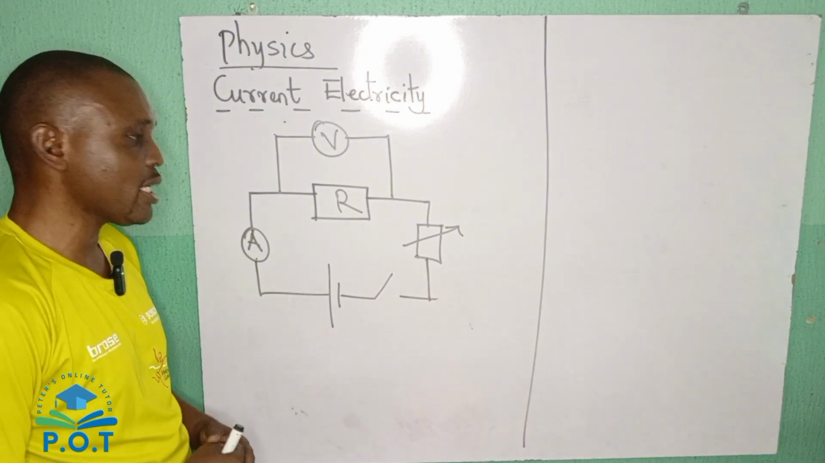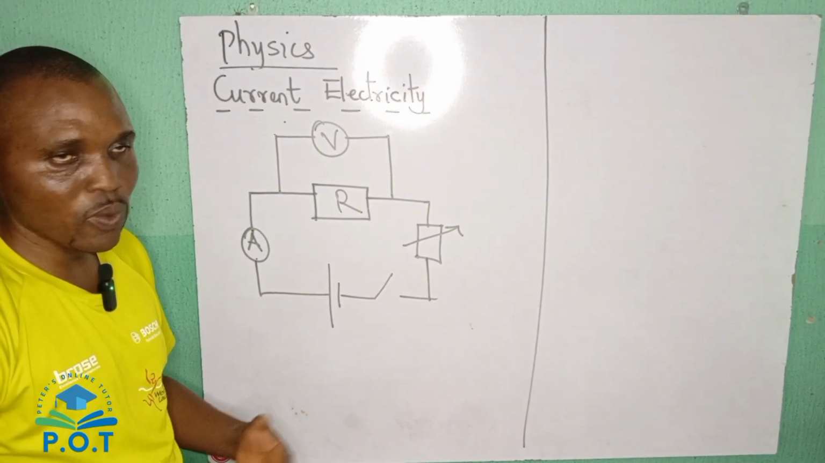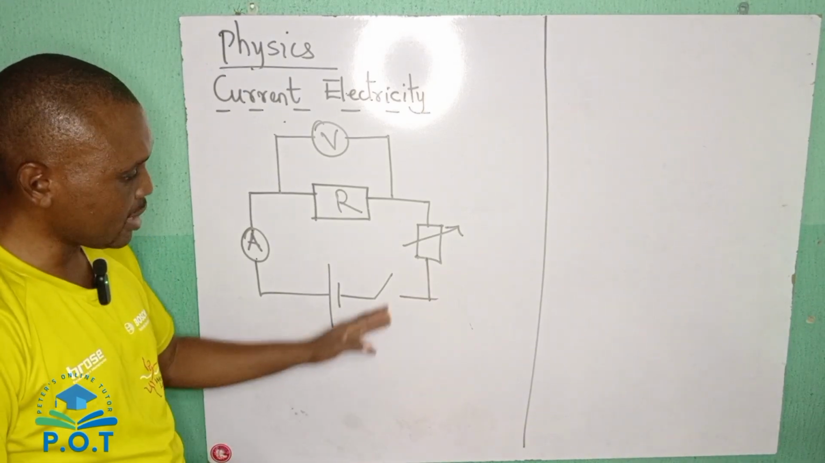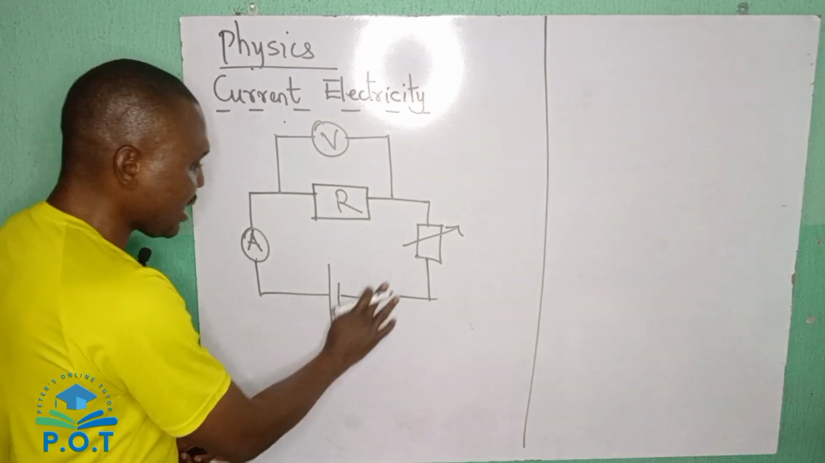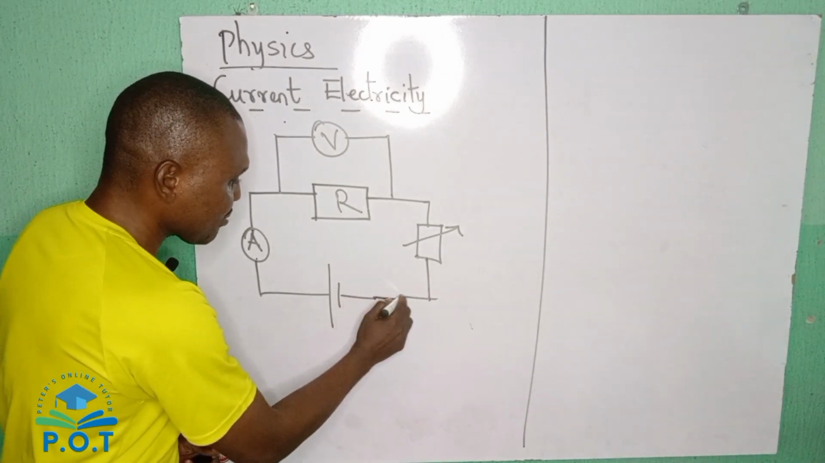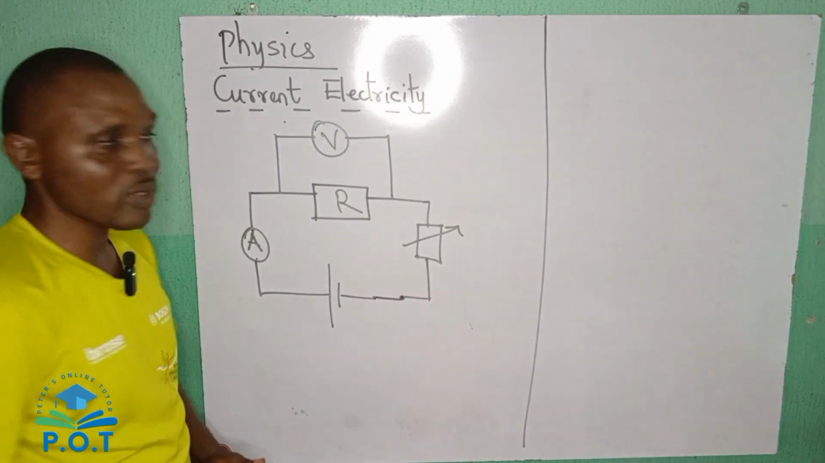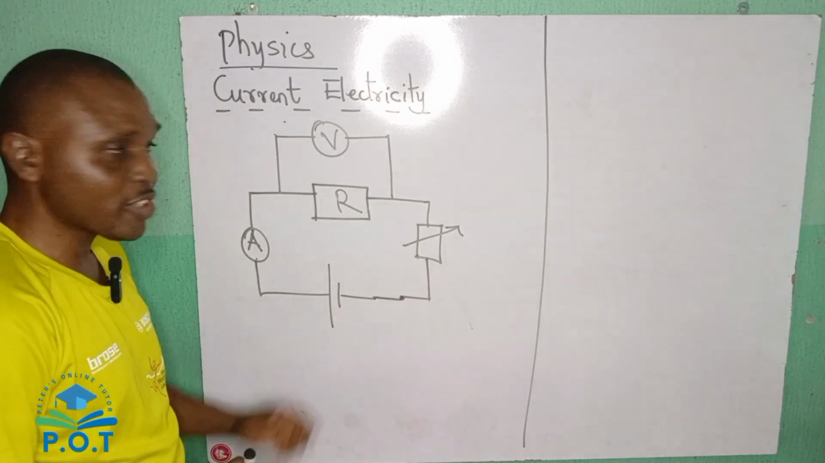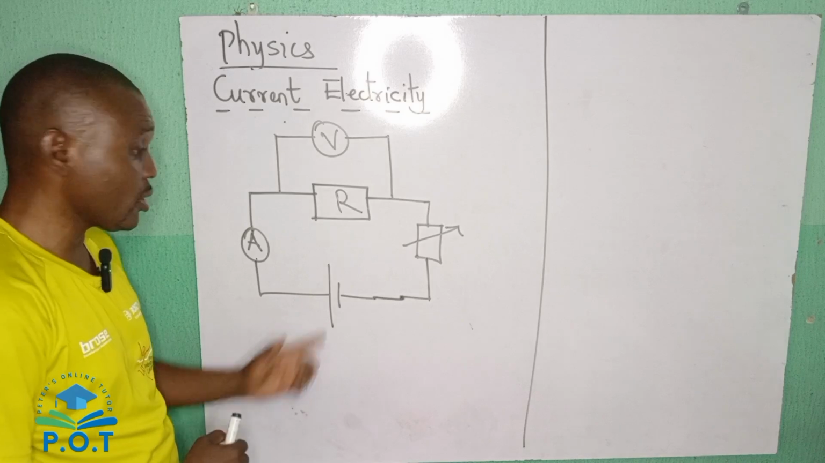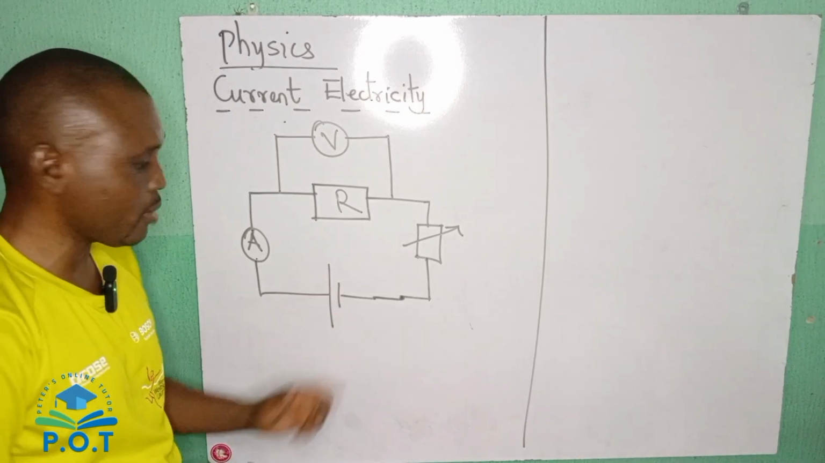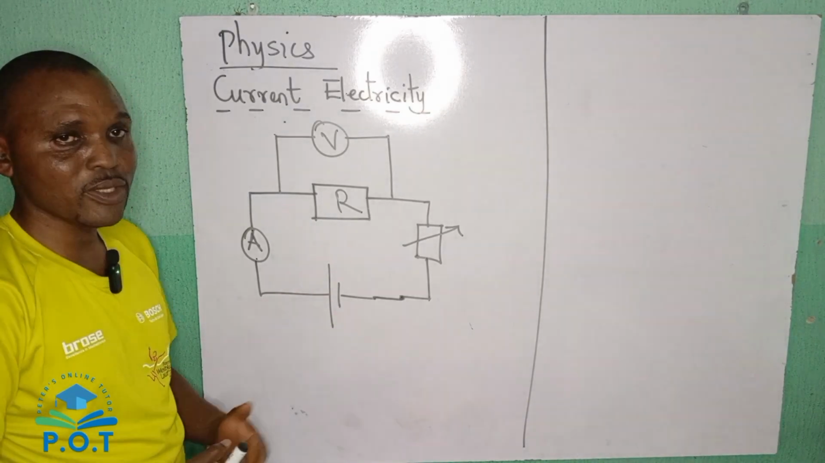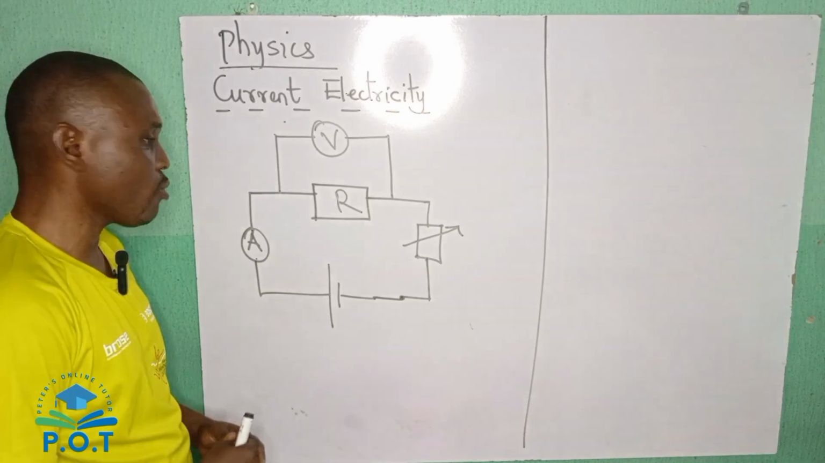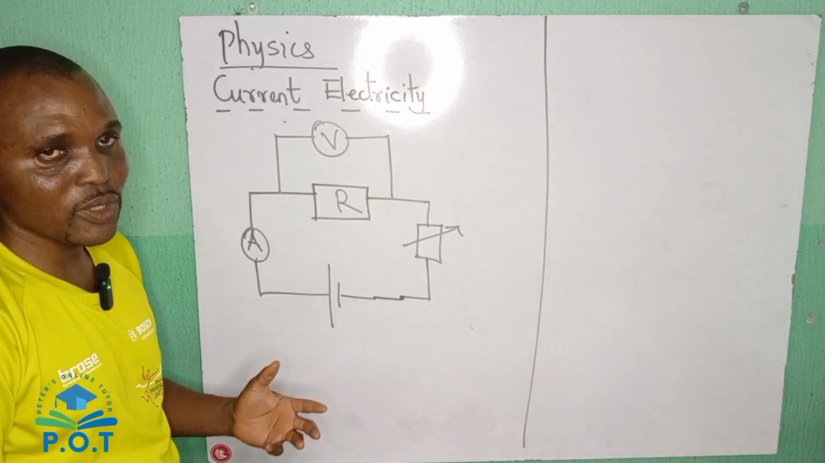The switch or the key can either make or break an electric circuit. As it is now, it is an open circuit. You can see that it is open. Then if it's done like this, it becomes a closed circuit. Now this is the battery or the cell. It supplies the energy that maintains the flow of current in an electric circuit.